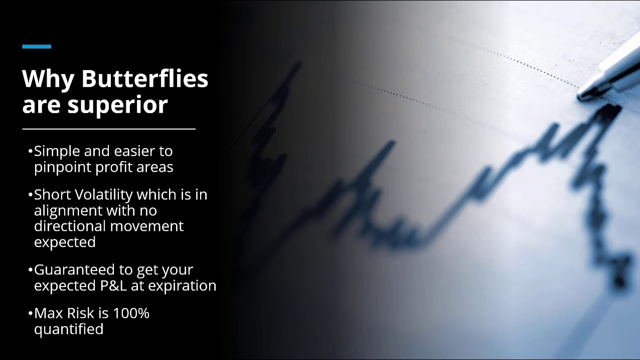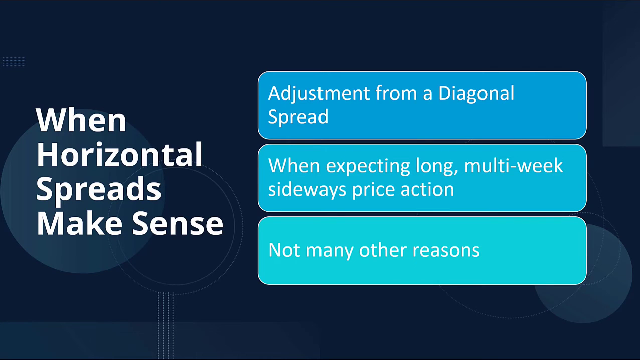We know exactly to the penny what you're going to make or lose on a butterfly. You don't know that with horizontal spreads, so it's very difficult to plan out what your P&L is going to be. And your max risk, you know what your risk is. It's very simple. There is ultimately going to be a max risk on horizontal spreads, but that's really far away down the road. So as you can tell here, I'm definitely leaning harder towards the butterflies. But let's talk about when a horizontal spread makes sense.